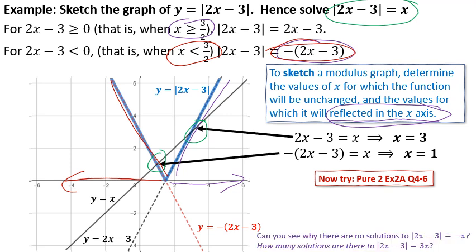If you want a bit of a bonus question, can you see why there aren't any solutions to mod 2x minus 3 equals negative x? Maybe try drawing the graph y equals minus x on the same set of axes. And then see if you can answer this question. How many solutions are there to mod 2x minus 3 equals 3x? Be a little bit careful with which bits of the curves of the graphs the new straight line we're drawing crosses.